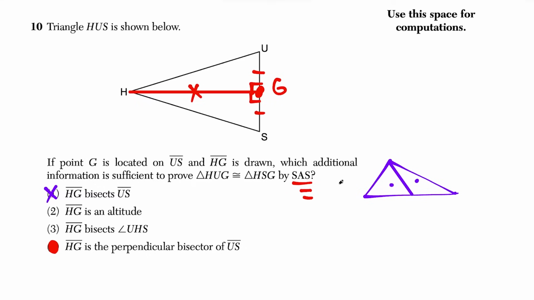If we say HG is an altitude, I could take that same triangle here and I could drop down an altitude like this, and you could see that these two triangles are not congruent. So this one here is not enough. And then same thing if I draw something like this and I draw in an angle bisector like this. So I chop that angle in half. These two triangles here are not necessarily going to be the same. So that's why choice 3 is out, definitely choice 4.